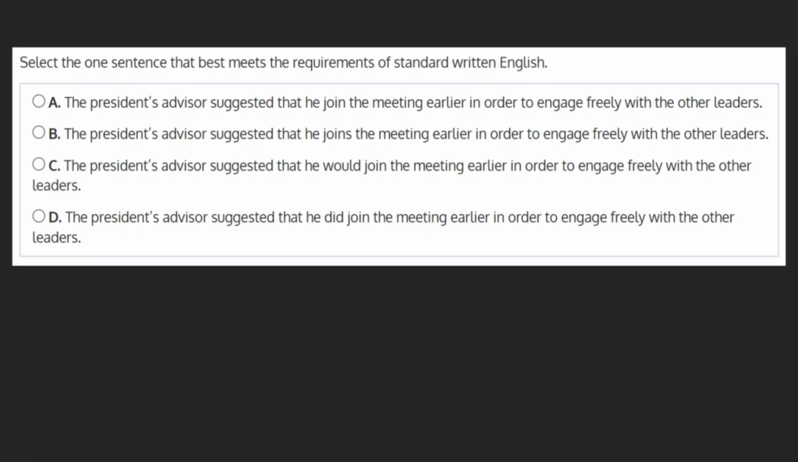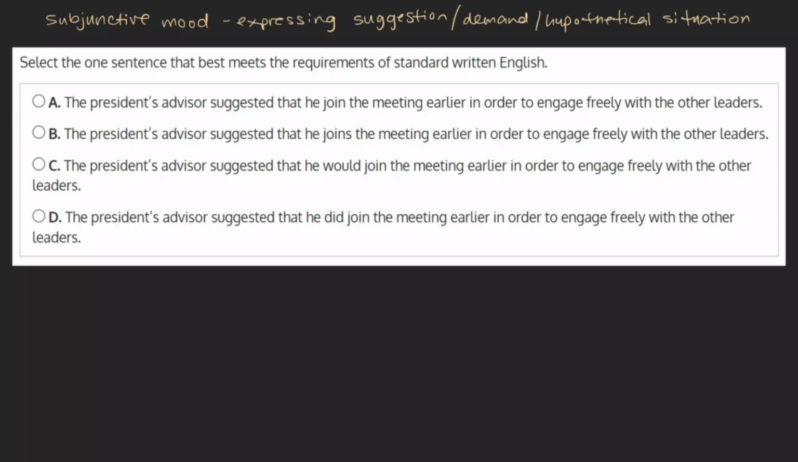Select the one sentence that best meets the requirements of standard written English. Taking a look at our choices, we can see that we're dealing with the subjunctive mood. The subjunctive mood is used when expressing a suggestion, demand, or hypothetical situation. We see this in the sentence when it says the advisor suggested.